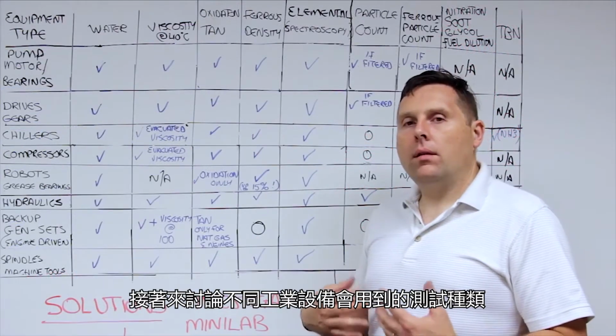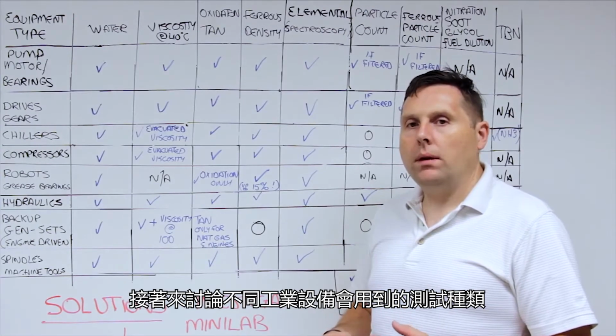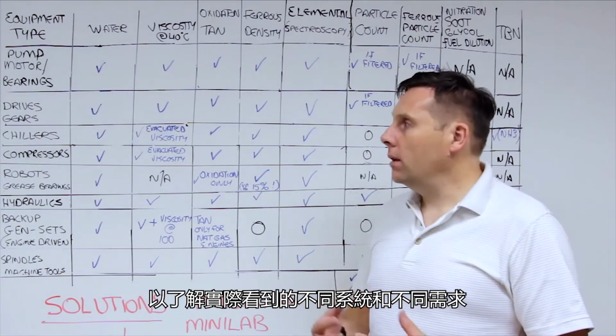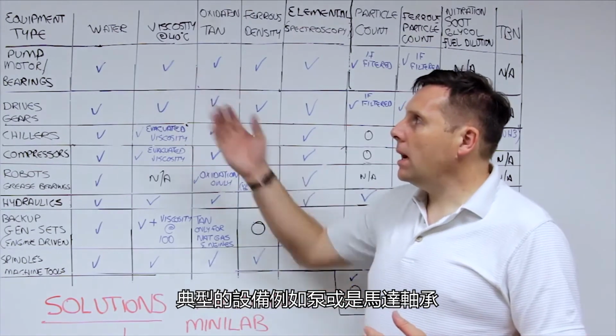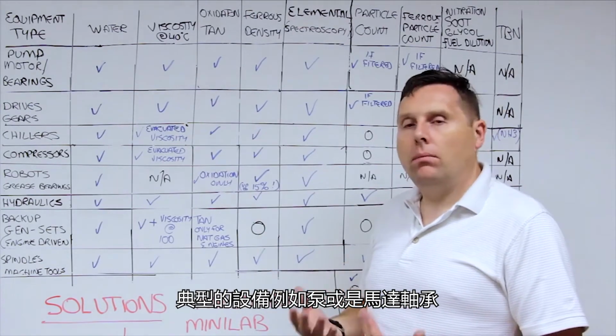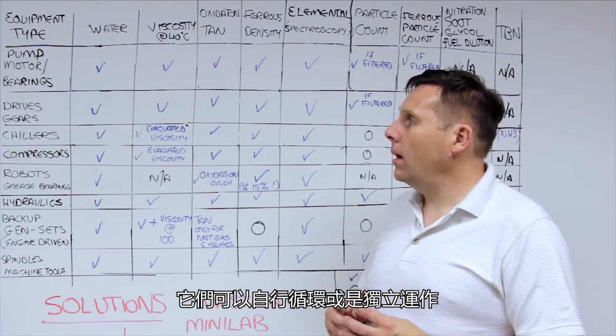So let's discuss the types of tests that are normally used for a variety of industrial equipment to help understand the variety of systems that are out there and the different needs. Typical types of equipment, things like pumps or motor bearings, can be circulating or they can be self-contained.